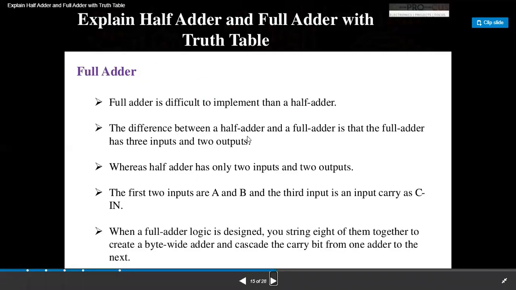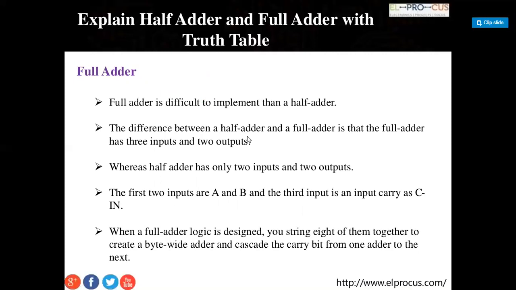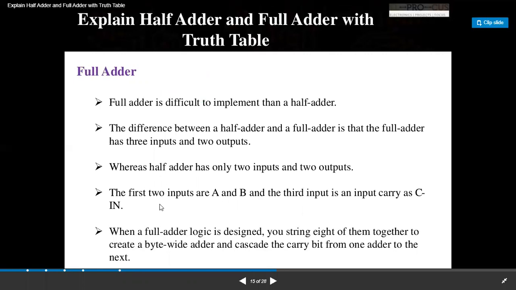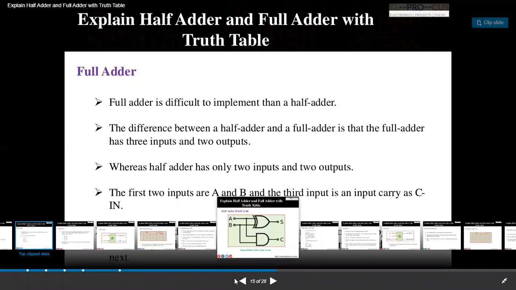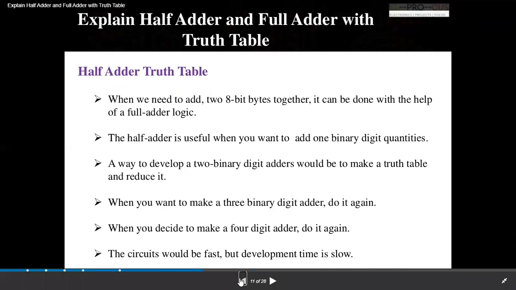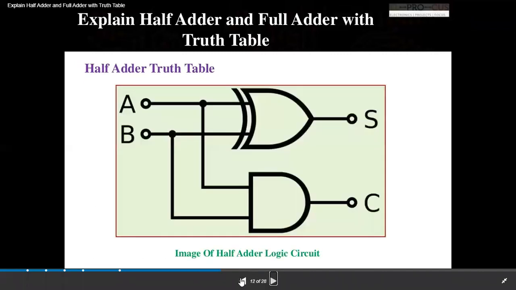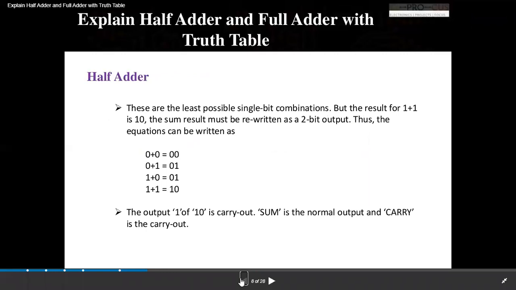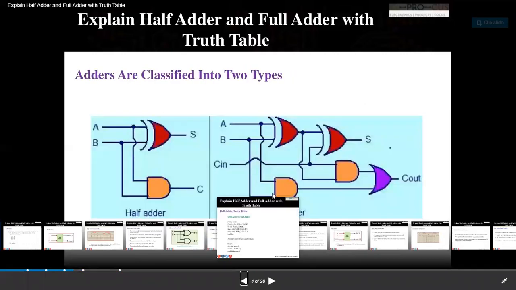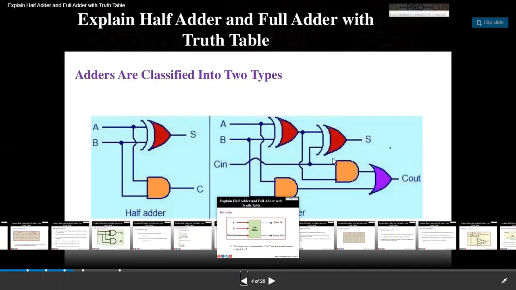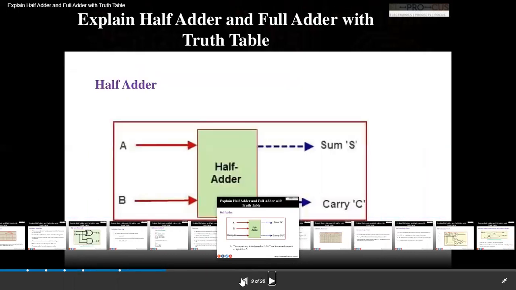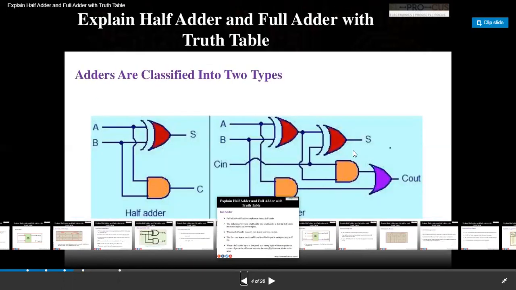So the next part is about the full adder. The full adder is more difficult to implement than the half adder, because in the half adder we use only two gates, but in the full adder the number of gates required is more. Here we use two XOR gates, two AND gates and one OR gate, approximately 5 gates.